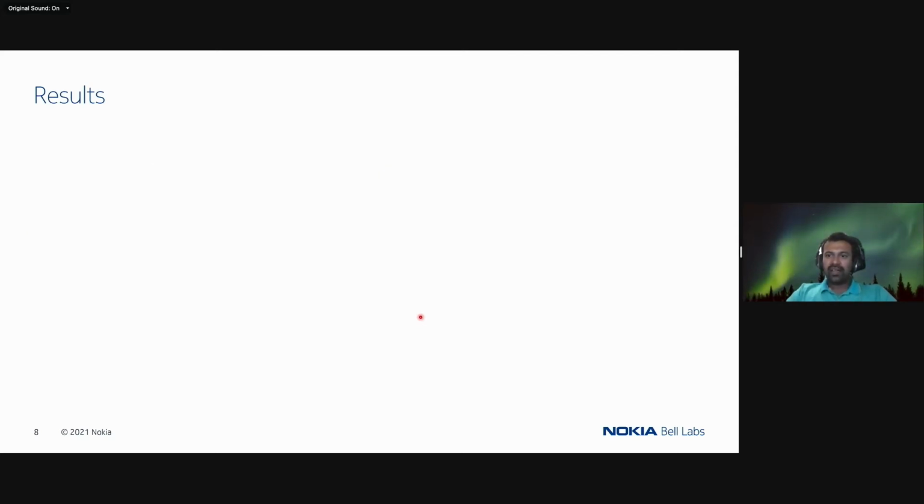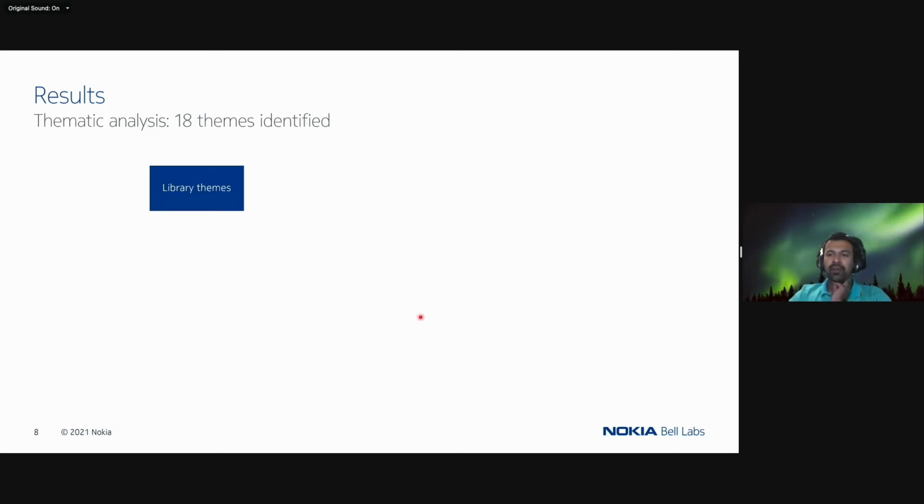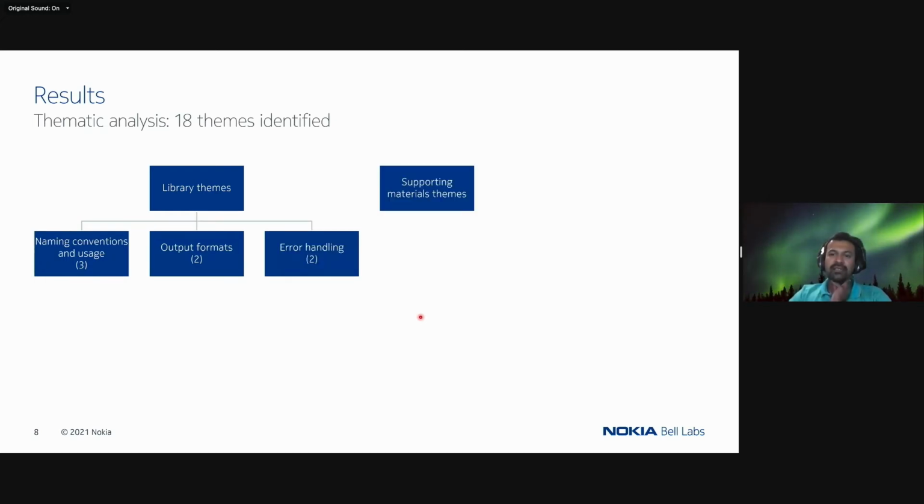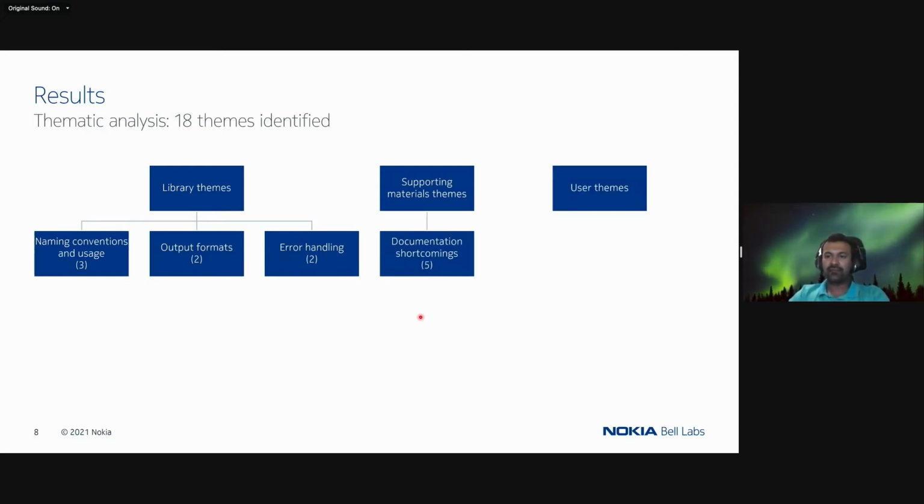So we identified 18 themes from the thematic analysis. The first set of themes were about the API library software. So we found usability and security issues due to improper naming conventions, output formats, and error handling. In the second set of themes, we identified several shortcomings in the library documentation. And finally, we discovered themes related to mental models and trust factors formed from prior experience of our participants.